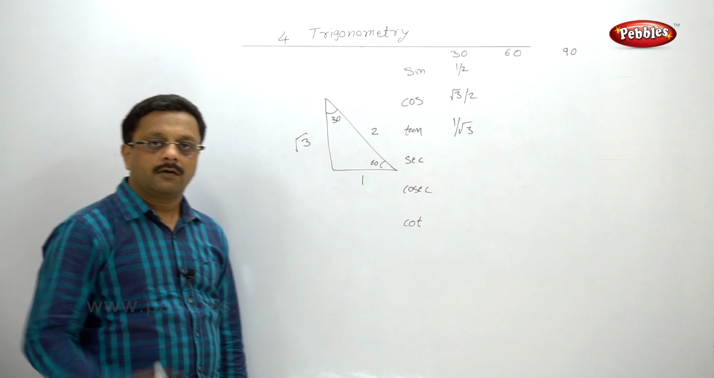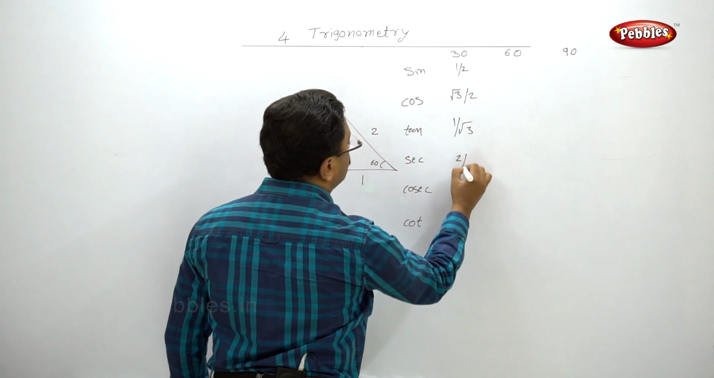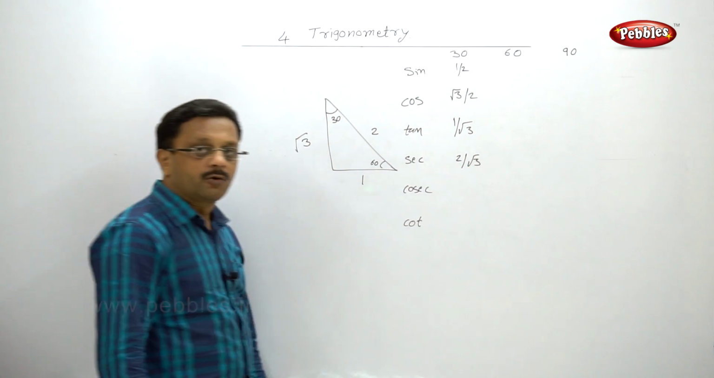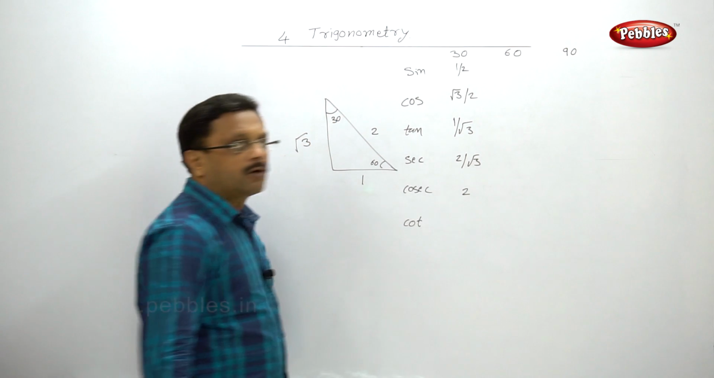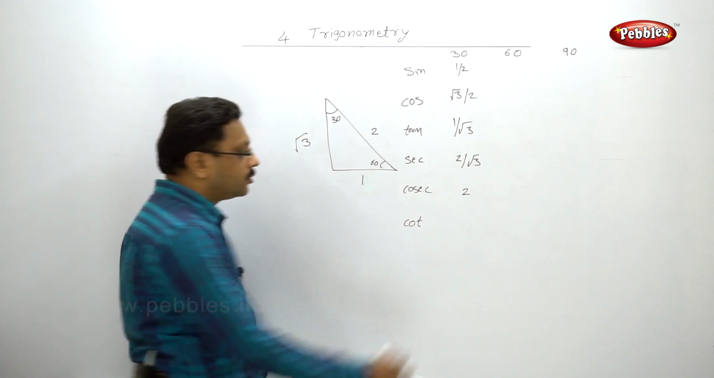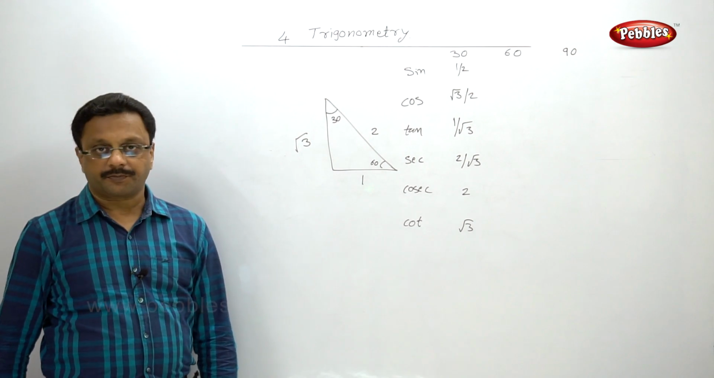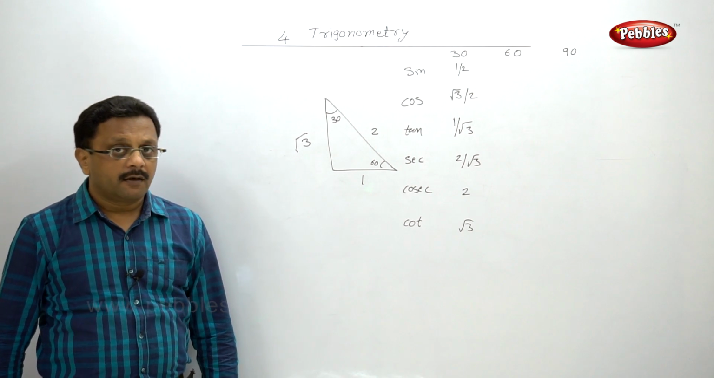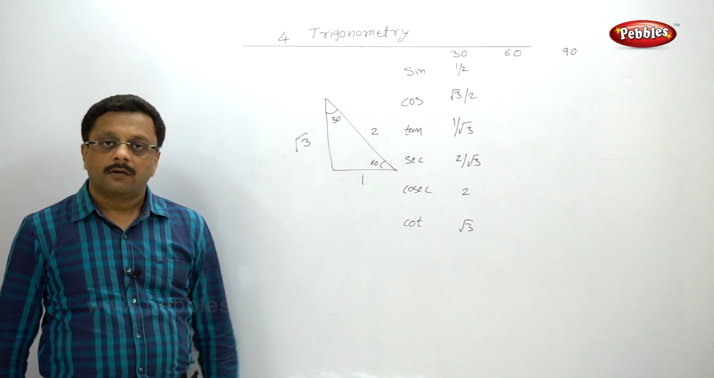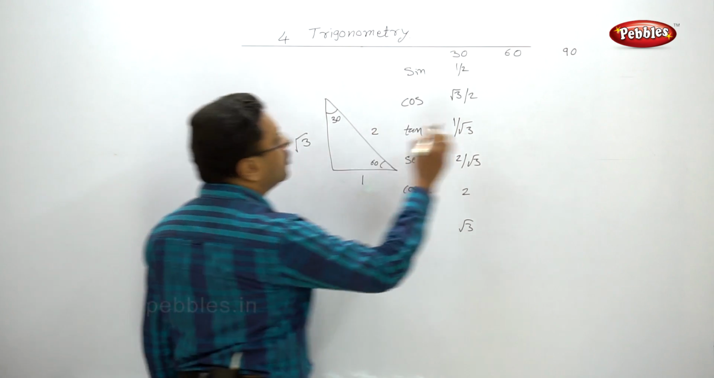What is sec? Inverse of cos. So it is 2 by root 3. What is cosec? Inverse of sine. So it is 2. What is cot? Inverse of tan. So it is root 3. Very simple. Just remember this figure. Now let us write all the values for 60 degrees. What is sine? Opposite upon hypotenuse, root 3 by 2.